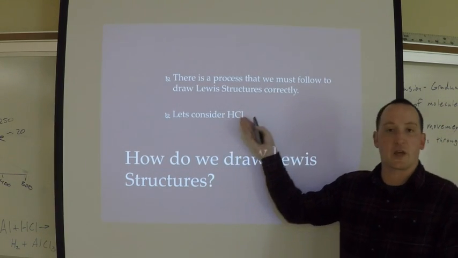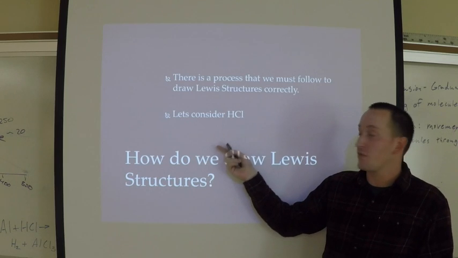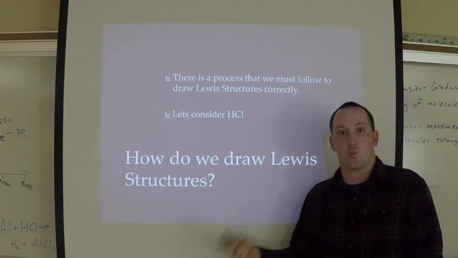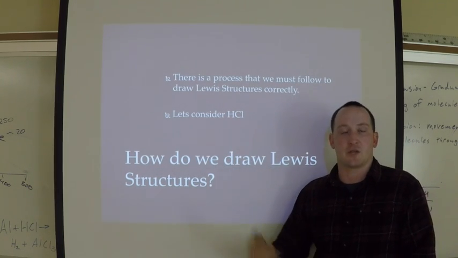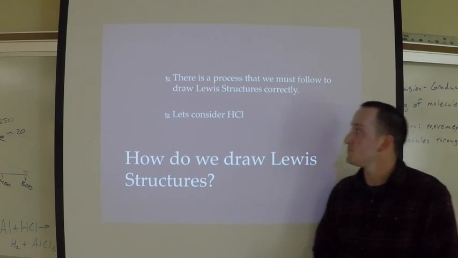This is a molecular formula. HCl tells us we have 1 hydrogen and we have 1 chlorine. And we're going to need to know that information in order to draw our Lewis structure.